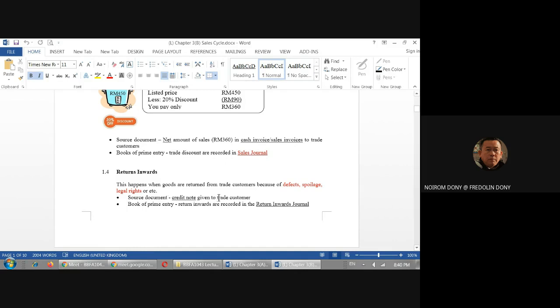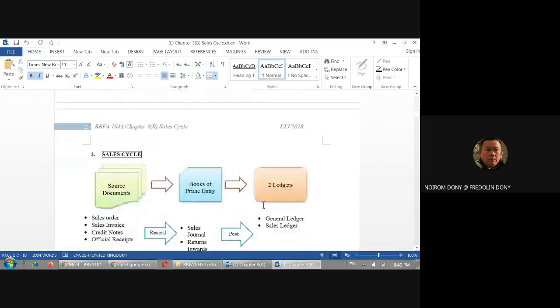And the book of prime entry for return inward, of course, is the return inward journal. So the return inward journal also shares the same format, that is, a listing where you must have a date, particulars, the return inward number, and a sub-column to consider the trade discount, and then net after trade discount.